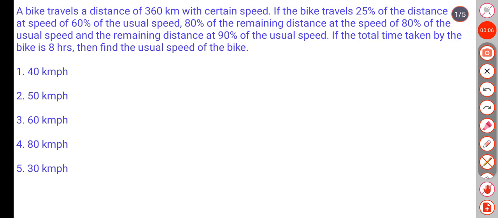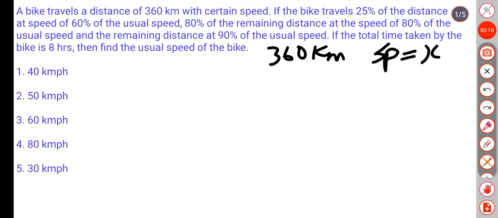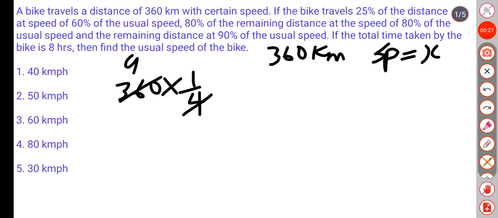A bike travels a distance of 360 kilometers with a certain speed. Now we don't know the speed, so consider it as x. If the bike travels 25% of the distance, so 360 into 25% means 1 by 4, which is 90. Your distance here is 90 at the speed of 60% of the usual speed.